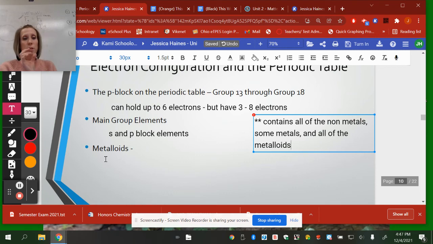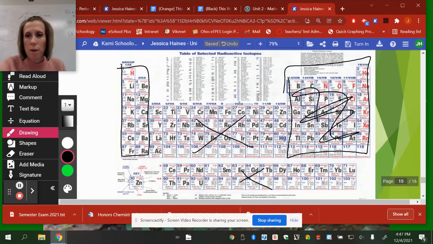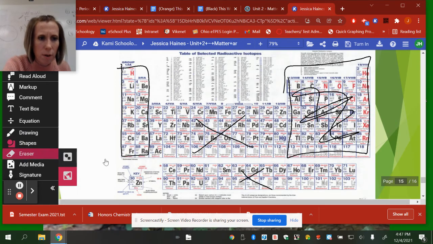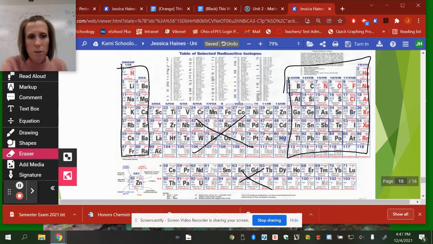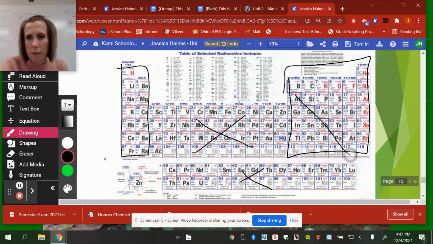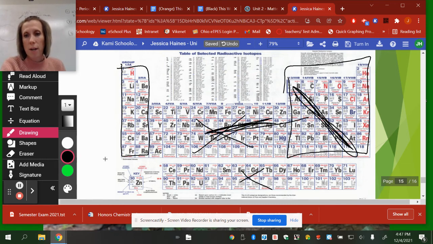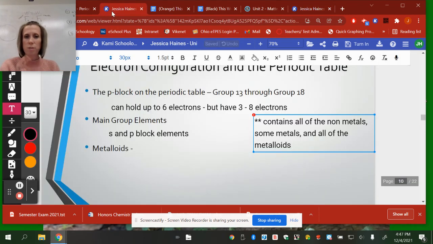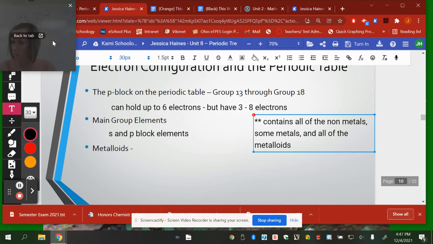So the metalloids are this strip of elements along the zigzaggy line right here. They sit between the metals, which are over here, and the non-metals, which are over here. This group called the metalloids hangs out right in between. And they have characteristics of both metals and non-metals.